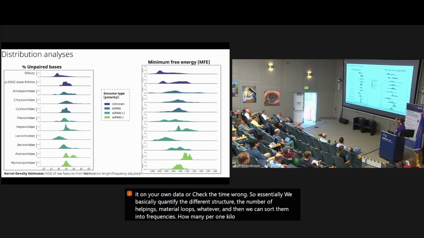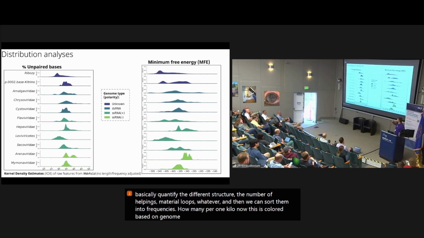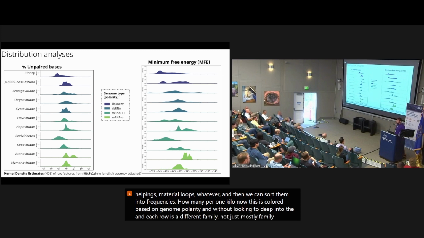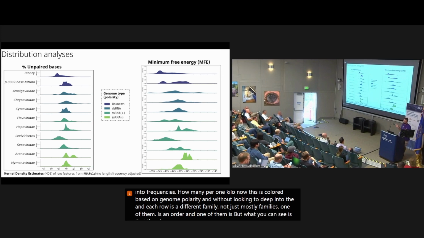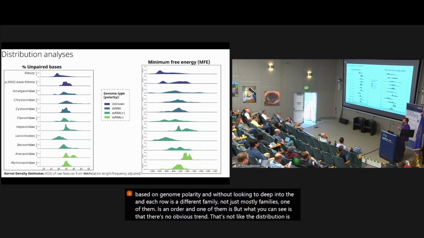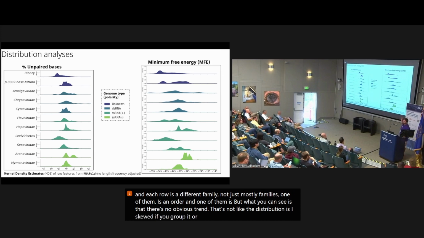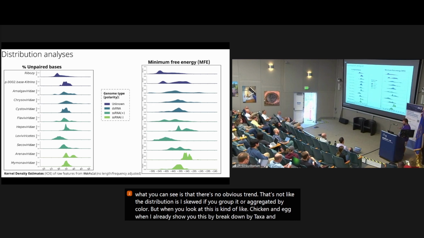Now this is colored based on the genome polarity, and each row is a different family; mostly families, but one of them is an order and one of them is a kingdom. What you can see is that there's no obvious trend. The distribution is not highly skewed if you group or aggregate it by color. But this is kind of a chicken and egg, since I already show you this broken down by taxa, and you can see that there is quite an interesting distribution.